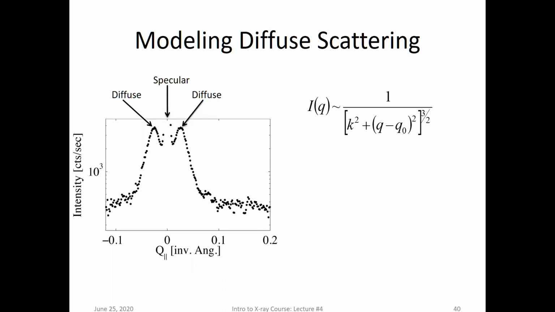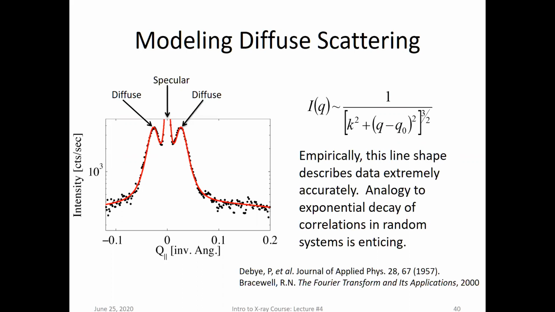A very generic result. And if you fit the data to that form, put in the specular and add that thing, you get this nice red line here. So this line shape actually describes the data exceptionally well. If you think of randomly placed islands, randomly placed hockey pucks, that's the basic model that we've got here. It works incredibly well. For the history buffs out there, Debye was the first person to come up with this formula, and that's really a classic idea.